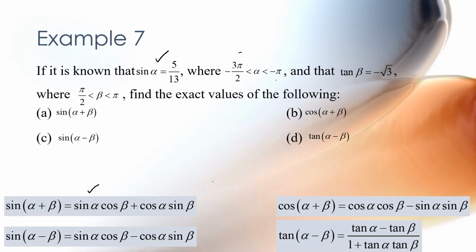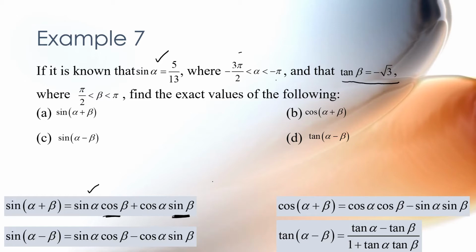We need to know the cosine of alpha. Do we know the cosine of alpha? We do not. But we do know the sine of alpha, so we should be able to find the cosine of alpha. And then we also need to know what the sine of beta is, which again, we don't know much about beta other than the tangent. So let's see if we can find those first and see which of those can then carry on to the other identities. So let me start with the cosine of beta, and then of course the sine of beta is going to come from that. So we are given that the tangent of beta is equal to negative square root of 3.